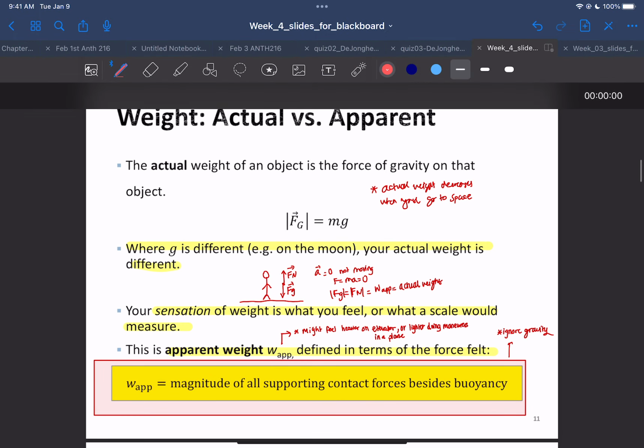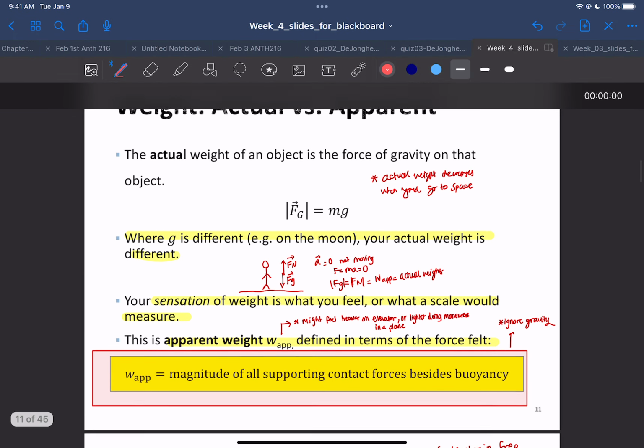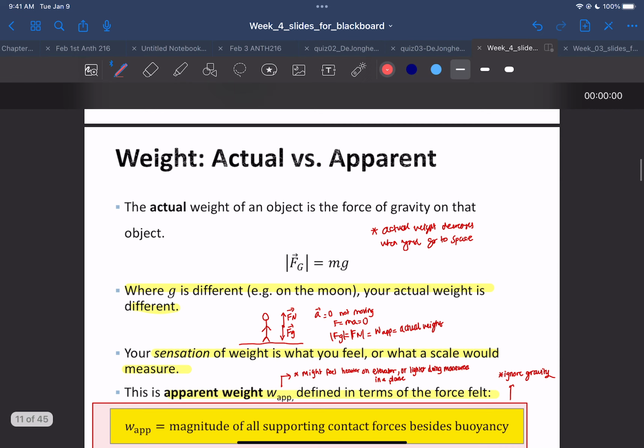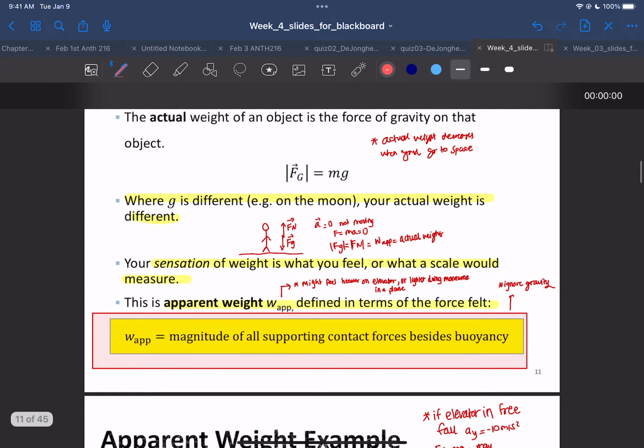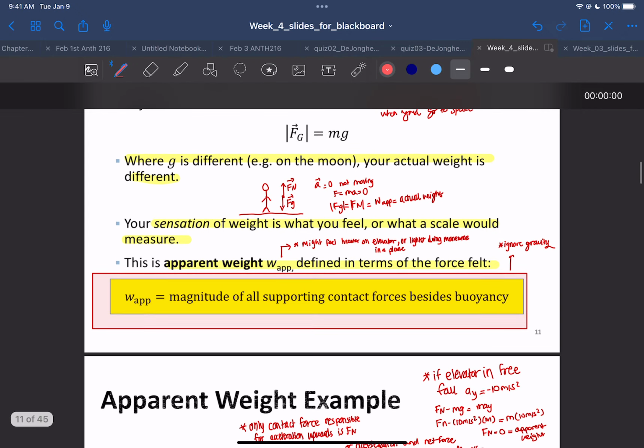Now we can move on to the concept of apparent weight. So obviously we know that Fg is your actual weight of anything, right? So Fg is mg. But there's also a concept called apparent weight, and we define that as just kind of what you feel. It's what you apparently feel, right? That's kind of how we look at things.